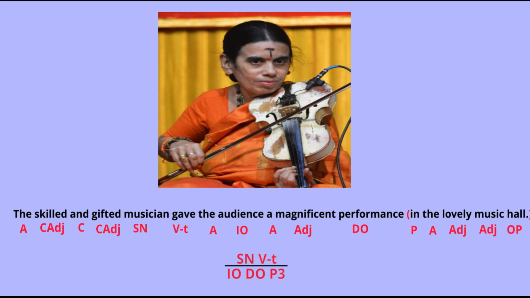So, in is the preposition. The is an article adjective. Lovely music hall. What kind of hall? We are describing the hall as lovely music, right? Hall. So, lovely music will be the adjectives and hall is the object of the preposition. And in the lovely music hall will become the prepositional phrase. And this kind of sentence is declarative as it is giving us information. And what pattern is it? Subject noun, verb transitive, indirect object, direct object, pattern 3 sentence.